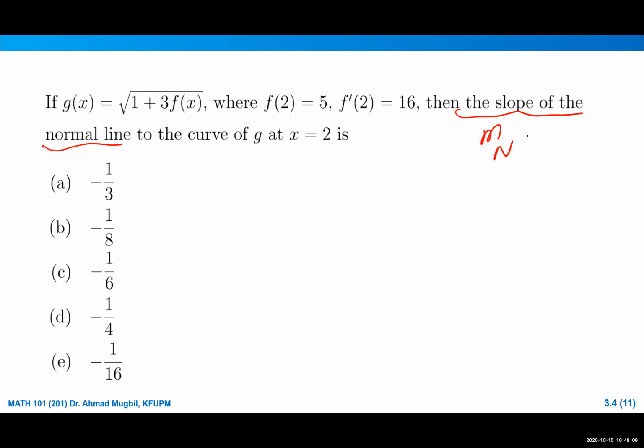You know that the slope of the normal line is negative 1 over the slope of the tangent line. Can you find the slope of the tangent line? Yes, I have the function, so I can just find the derivative. So it will be negative 1 over the derivative of g at x equals 2. So our target now is to find the derivative at 2. Find the value of g prime at 2. Yalla ya shabab, find g prime at 2.